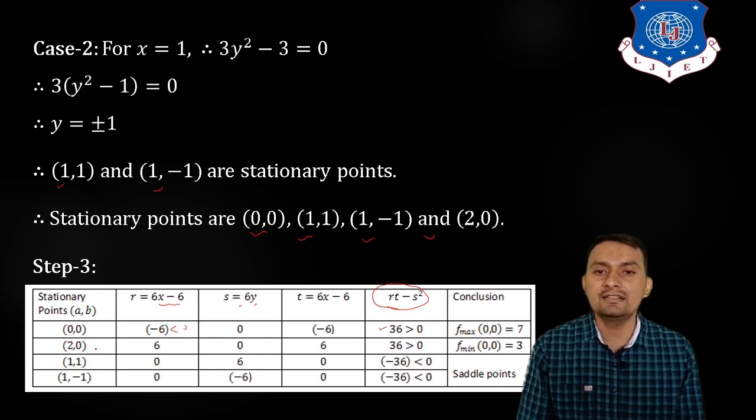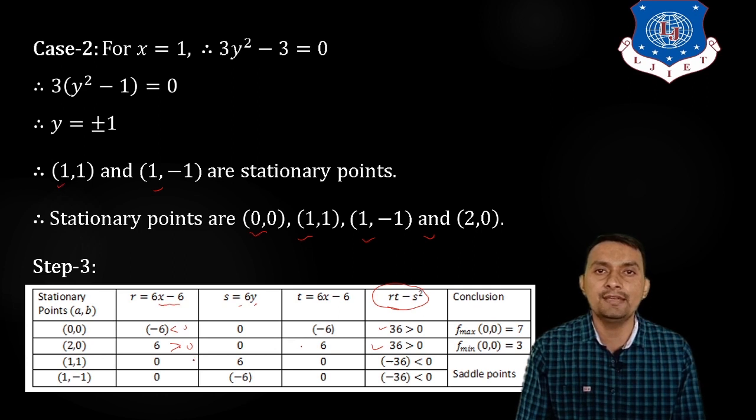If I consider the other point, where r, s and t are there, I just take the product, that is 36, minus s squared, that is 0, which means it is positive. And what about r? r is greater than 0, so we can say the given function f(x, y) has a local minimum. You can determine the local minimum at the point (2, 0). So we can say f has a minimum at (2, 0), and that will be the answer, 3.